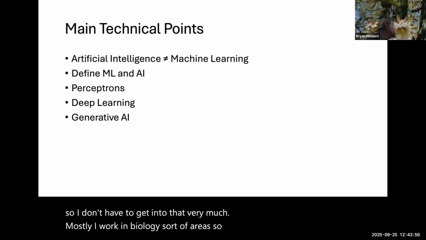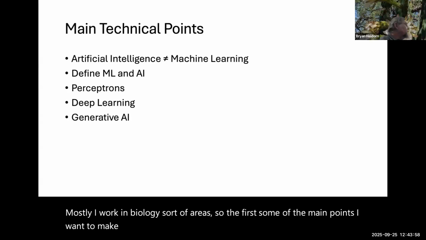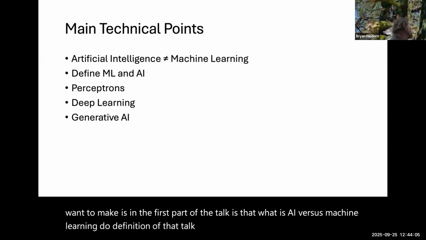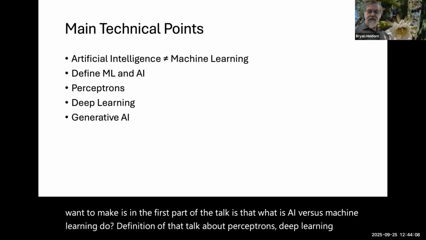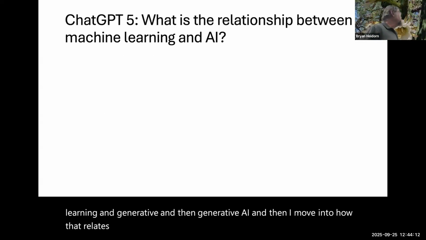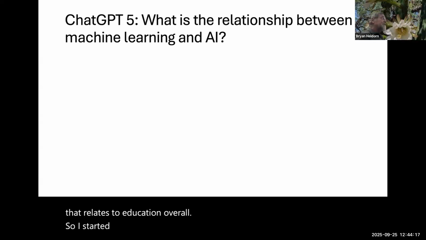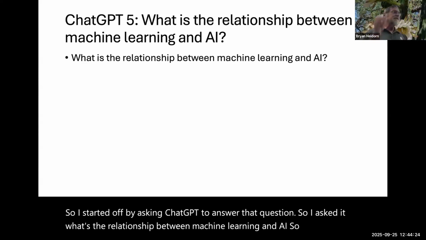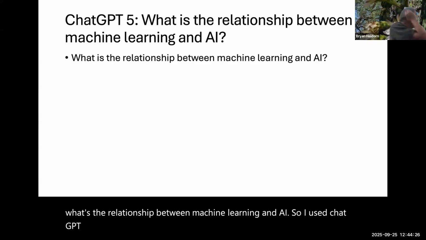Some of the main points I want to make in the first part of the talk: what is AI versus machine learning, a definition of that, then perceptrons, deep learning, and then generative AI. Then I move into how that relates to education overall. I started off by asking ChatGPT to answer that question: what's the relationship between machine learning and AI. I used ChatGPT 5, the latest release of that.